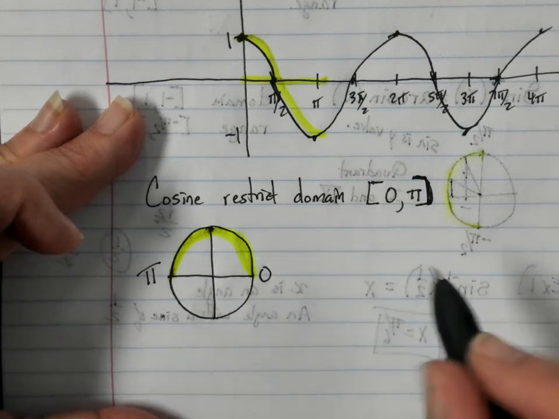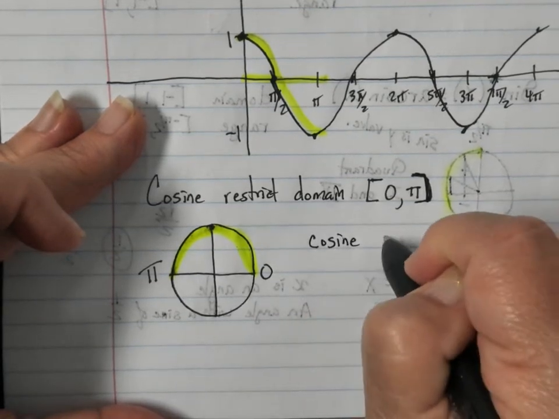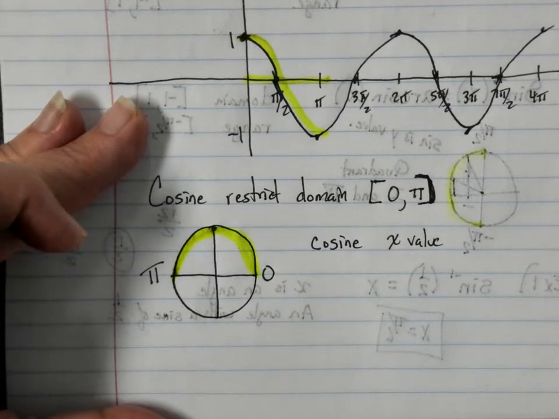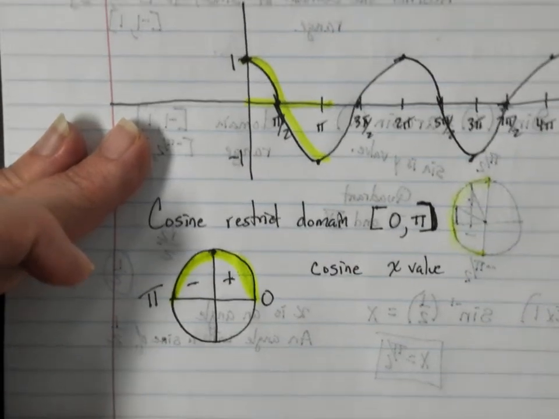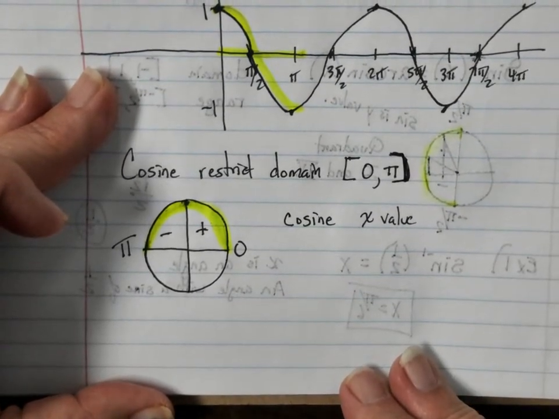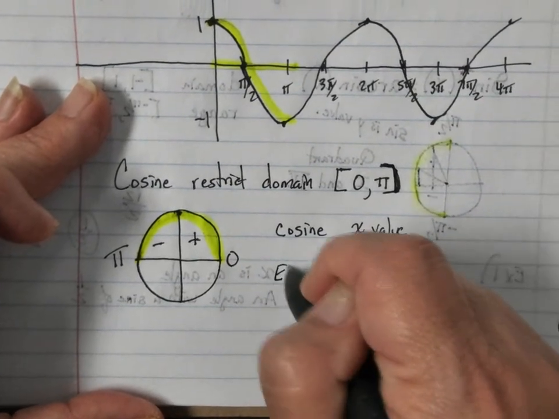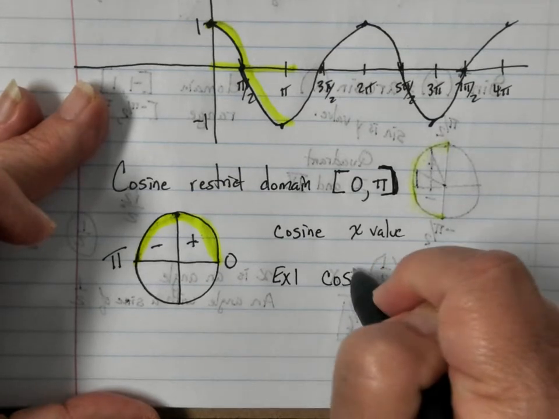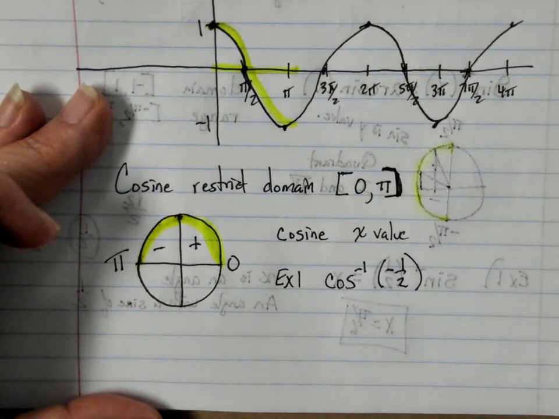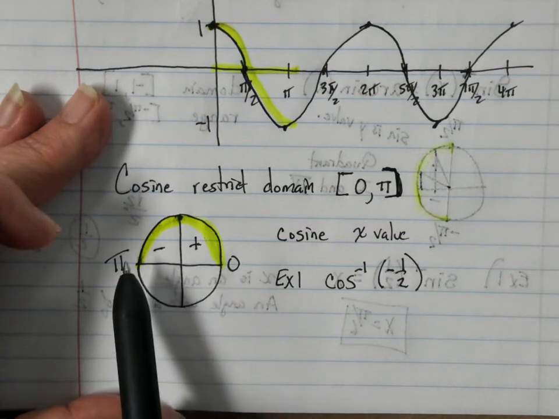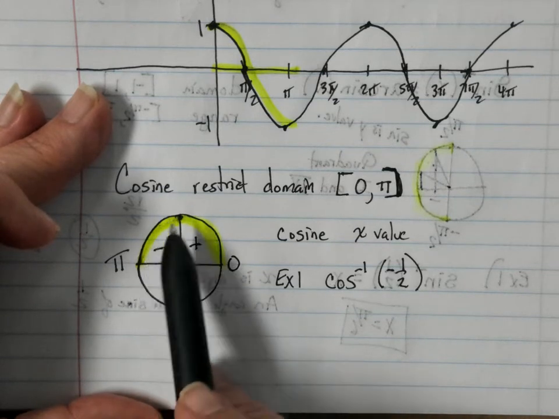And so cosine, remember, cosine is your x value, right? So cosine is positive in the first quadrant and negative in the second quadrant. Again, we'll do 3 examples with cosine. Example 1, if I wanted the inverse cosine of negative 1/2, I'm looking for the angle whose cosine is negative 1/2. So it's going to be an angle in my second quadrant.